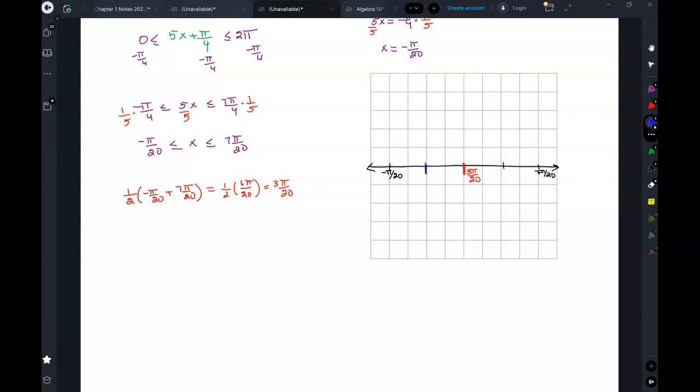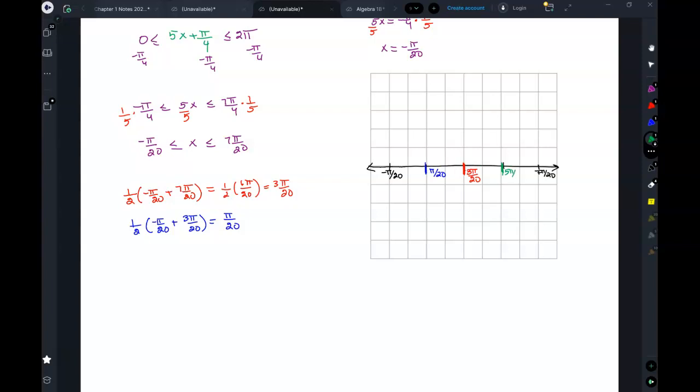Now I'm going to take this. What is that the middle of? The black and the red. So I'm going to do the same thing over there. Half of negative pi over 20 plus 3 pi over 20 is 2 pi over 20 halved, so pi over 20. What's the green half of? It's half of this and this. So 10 pi over 20 divided by 2 is 5 pi over 20.